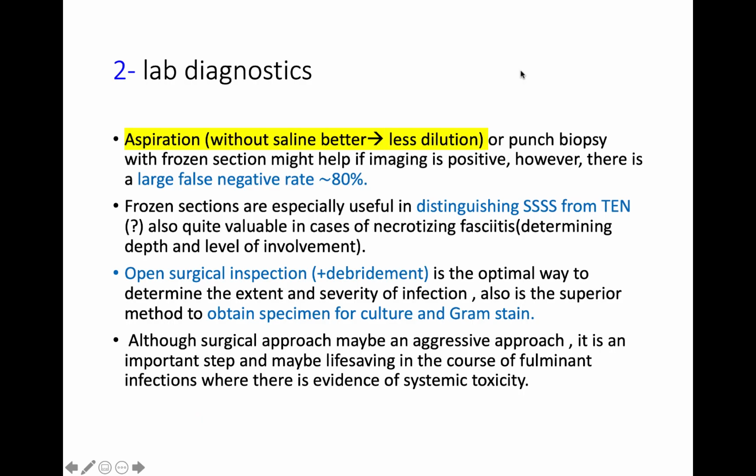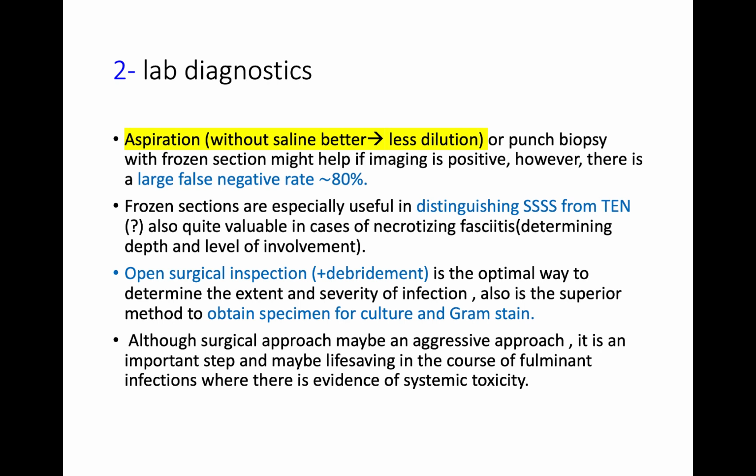تمام. Lab aspiration. So without saline is better, less dilution. If you inject saline to take in more to capture more bacteria or more organisms, you're likely to dilute it and reduce the number that you capture. Punch biopsy or frozen section might help if imaging is positive. However, there is a large false negative rate. Frozen sections are especially useful.